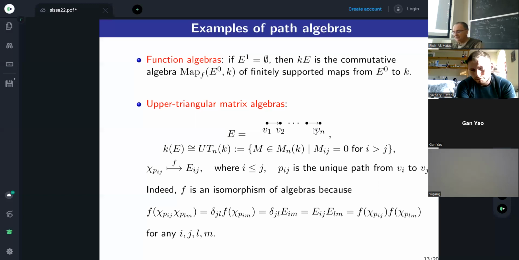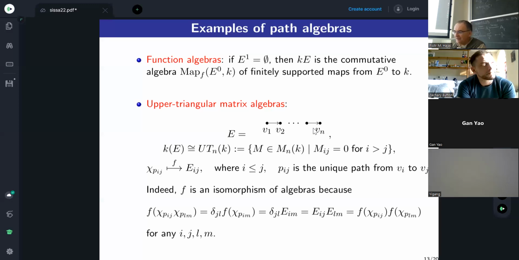E_im. But you should also remember how I multiply elementary matrices. E_ij times E_lm is exactly Kronecker's delta jl and elementary matrix E_im. That's the multiplication of elementary matrices you remember from school. And then obviously just f of chi pij times f of chi plm. Okay, and this is for any indices.